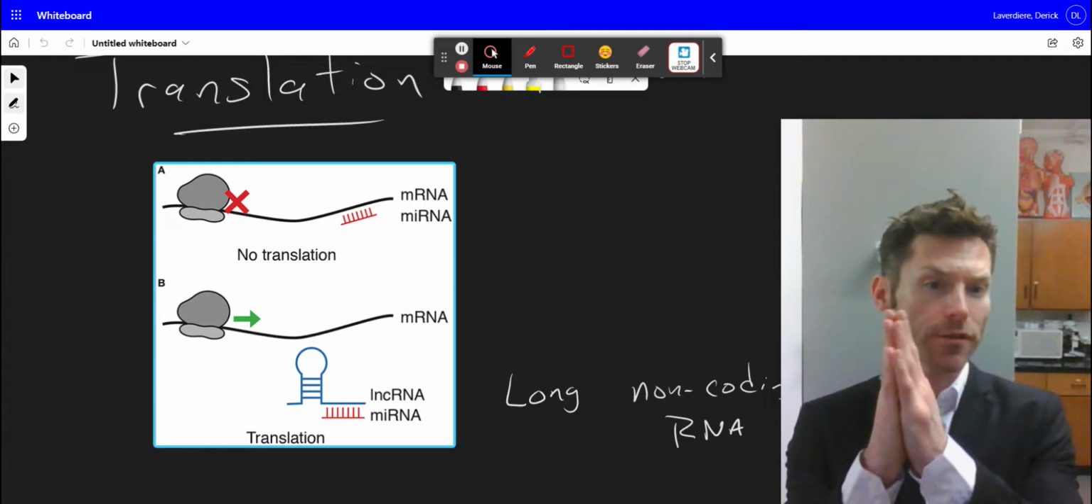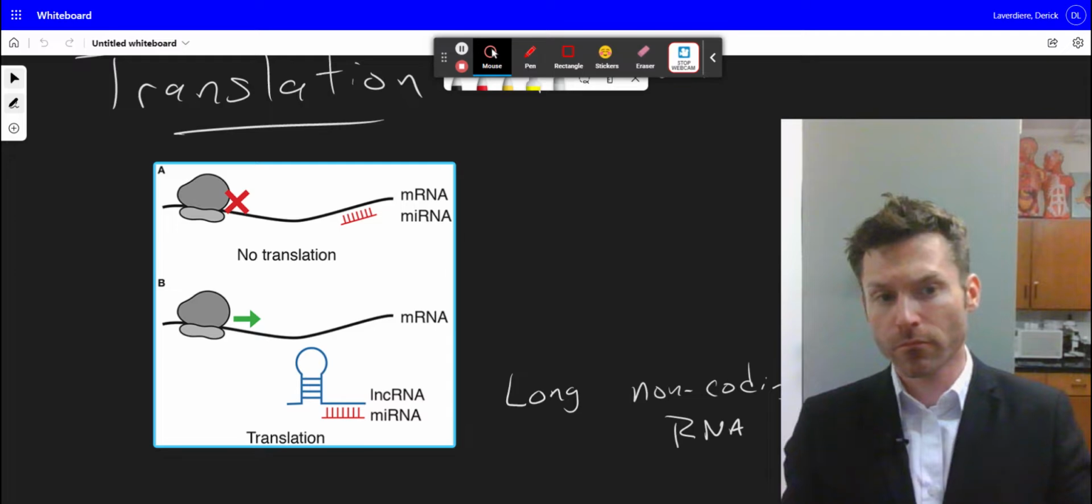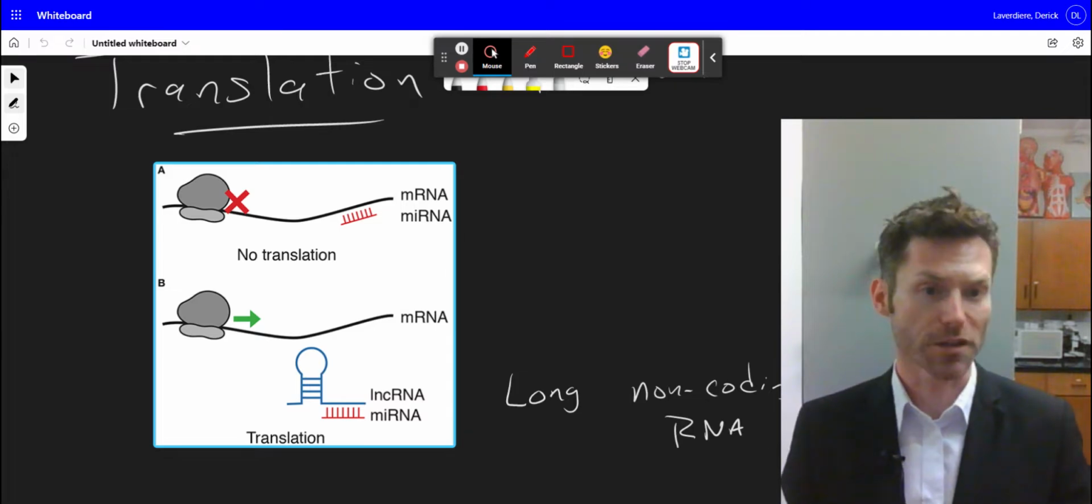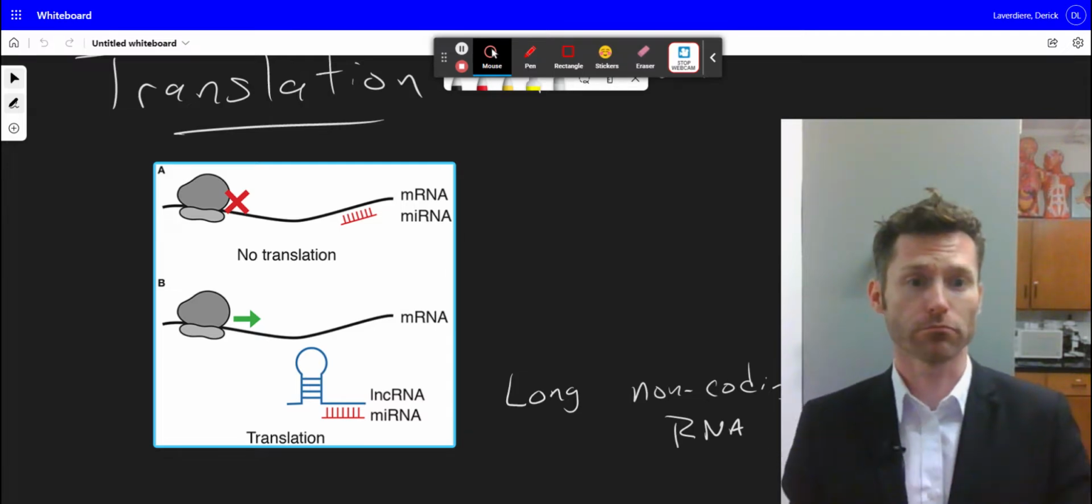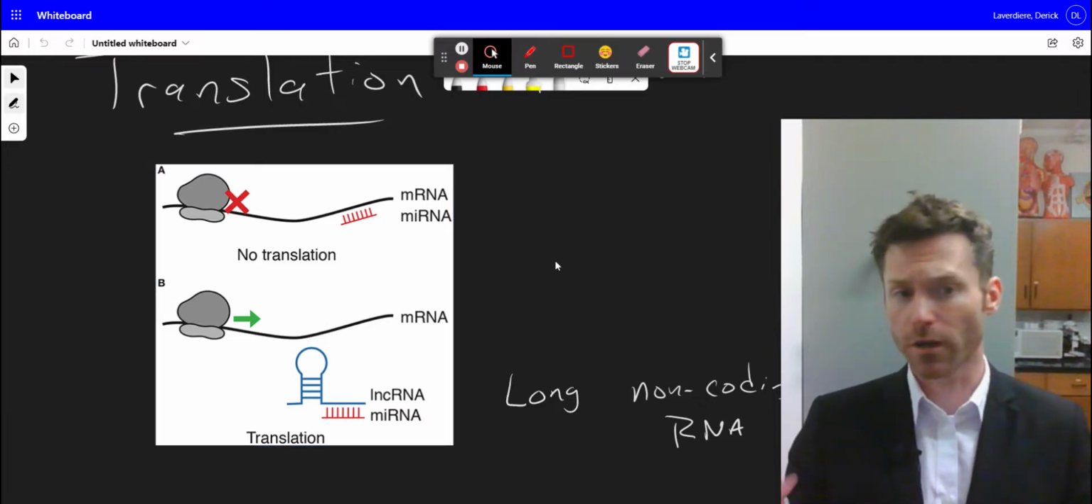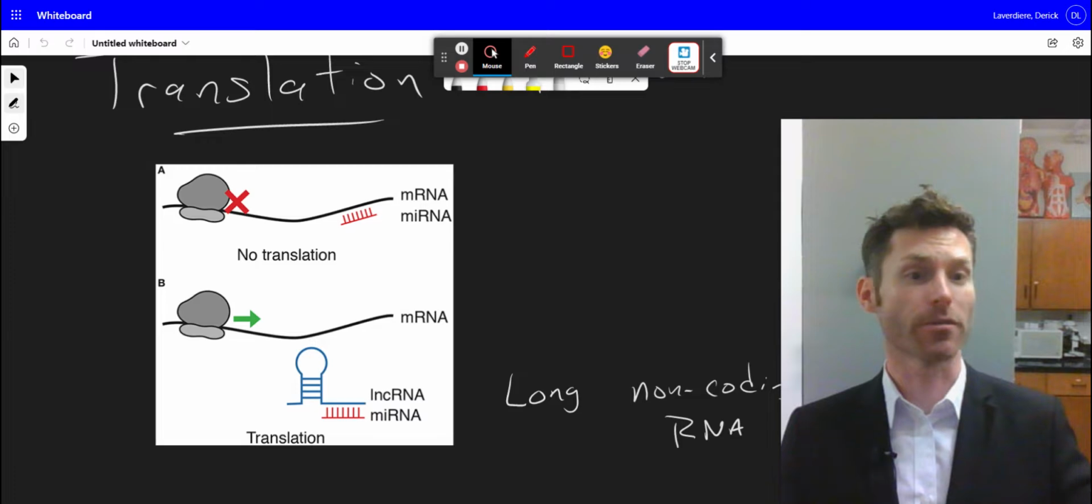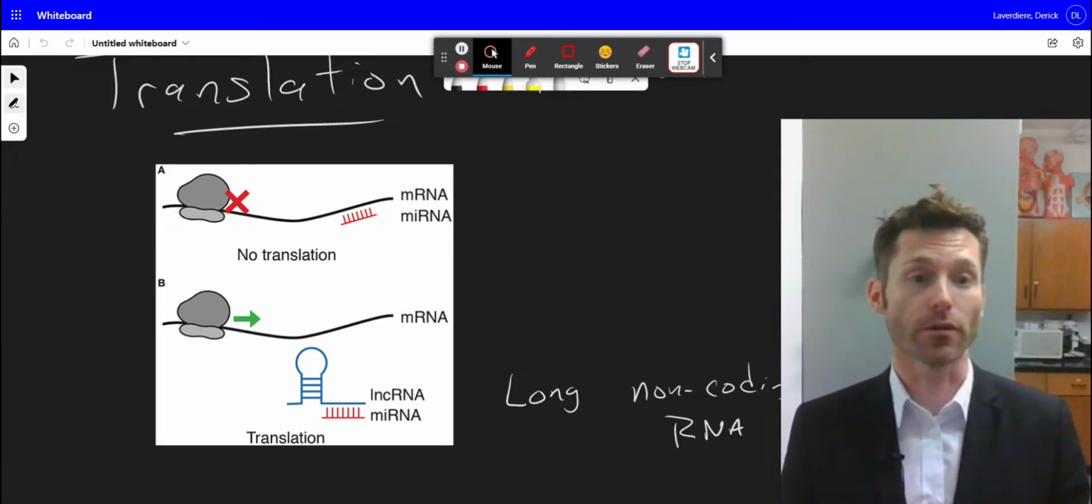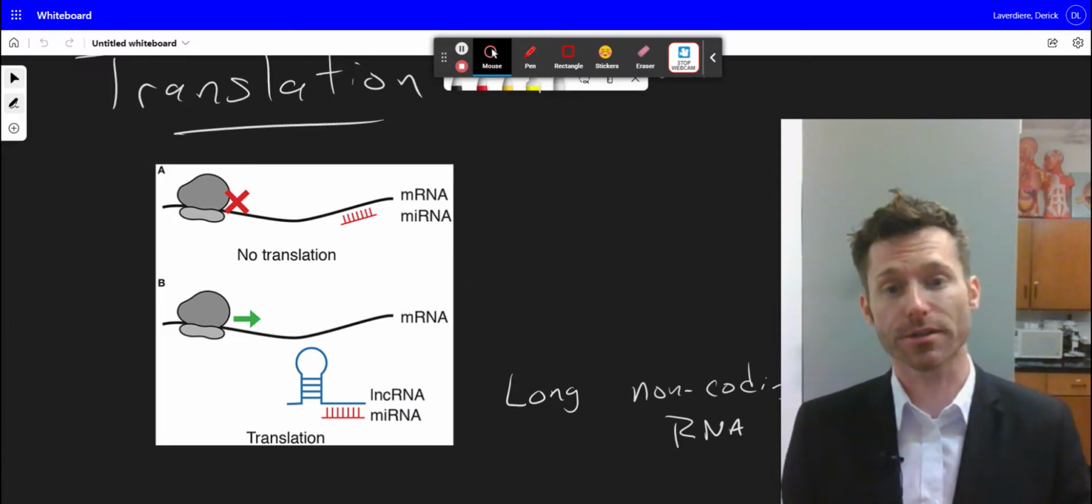And as long as that's stuck on there, the ribosome can't go by. No protein. It's blocked, stopped. Right? Makes sense. And so as long as this microRNA is floating around and engaging with my mRNA, I'm not going to get that protein. This gene is not being expressed.